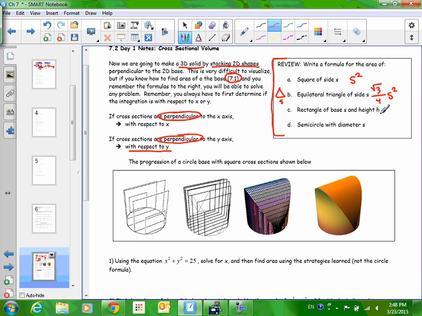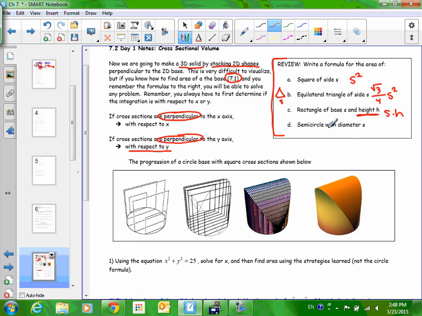Okay, what about a rectangle of base s and height h? S times h. So rectangles are always going to be a little bit different because they have a different height. The height could be a number, or it could be twice the base, or something like that.